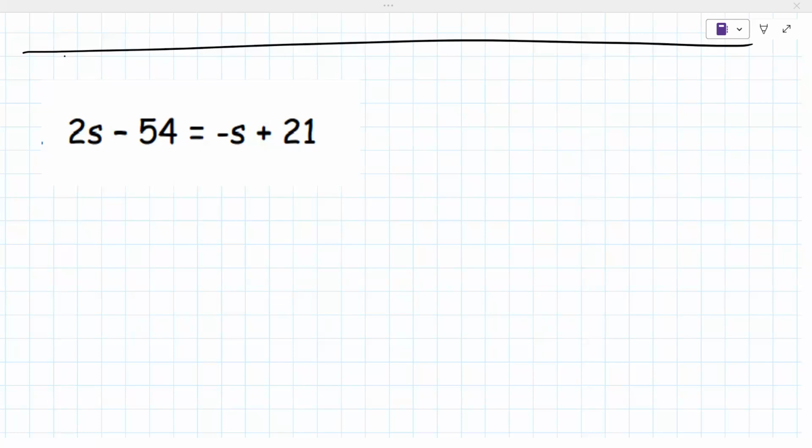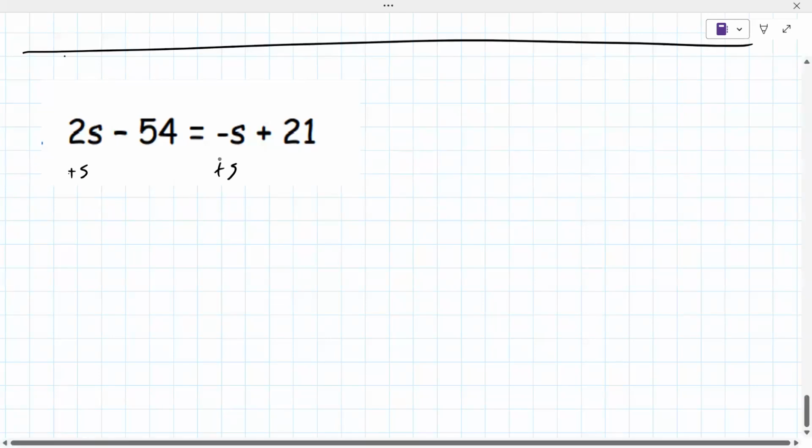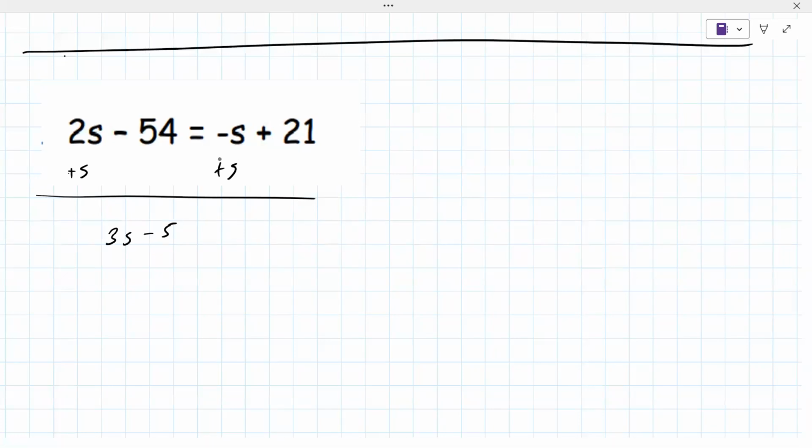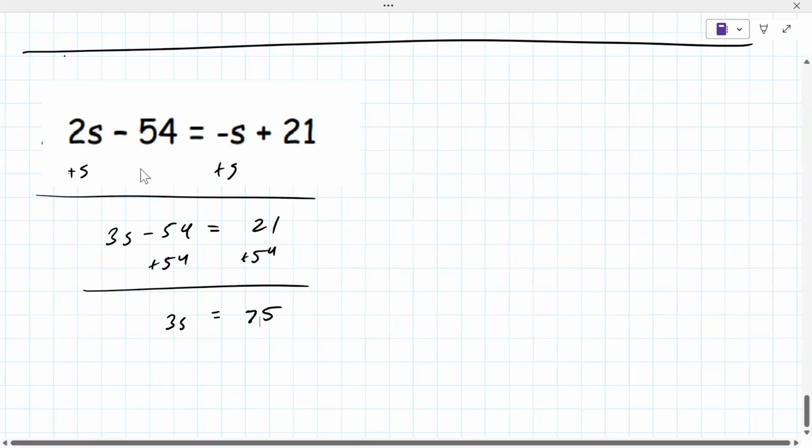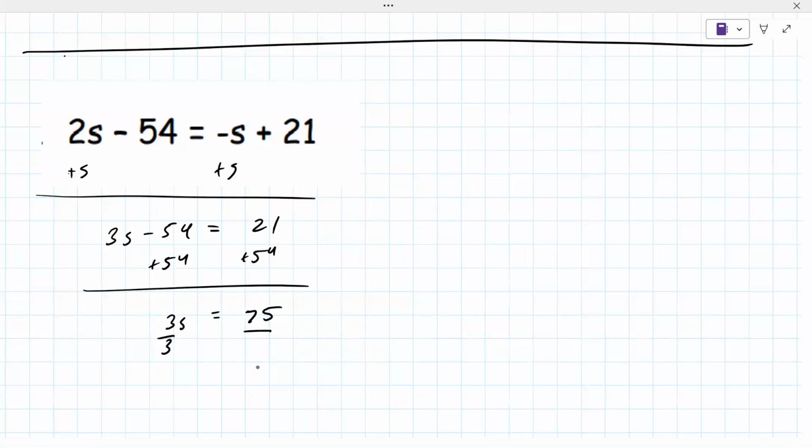S equals 7. So when you add s to both sides, you get 3s minus 54 equals 21. But now you're going to add 54. So I get 3s equals 75. My guess is you maybe subtracted or did something different. Oh, oops, I didn't add 54 to 21. Oh, there you go. That makes sense. You divide by 3 and get s equals 25.